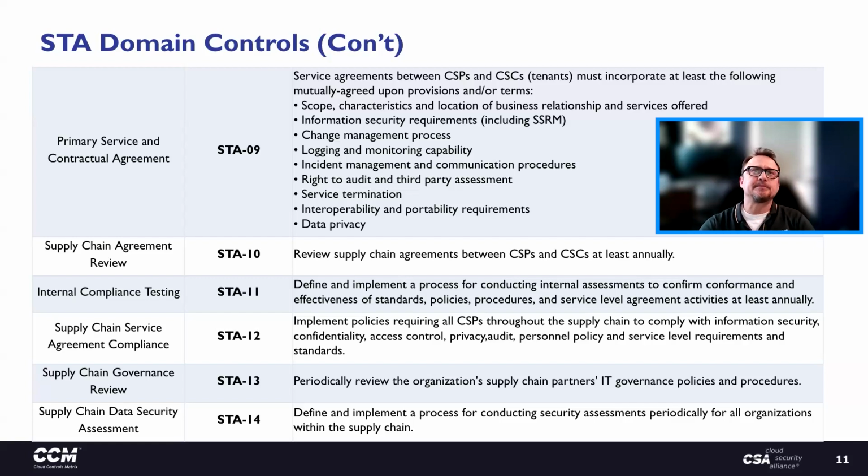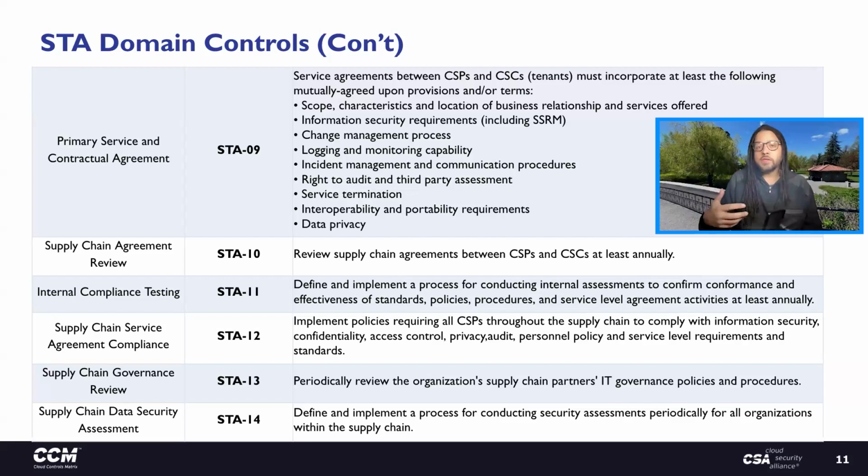That's right. And then 11, 12, and 13, we've got compliance testing. So making sure that internally your controls are conformant and effective. Then looking through your service agreements, making sure that your supply chain partners are also meeting those security and privacy requirements. And in 13, we're looking at the governance level, making sure that your partners in the supply chain have the right policies and practices at governance level in place.